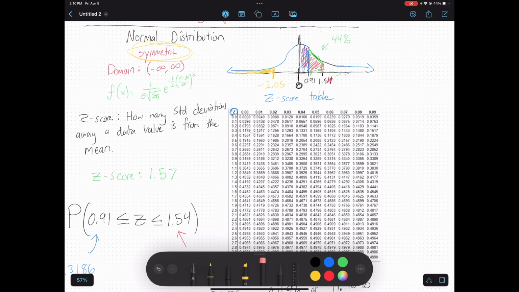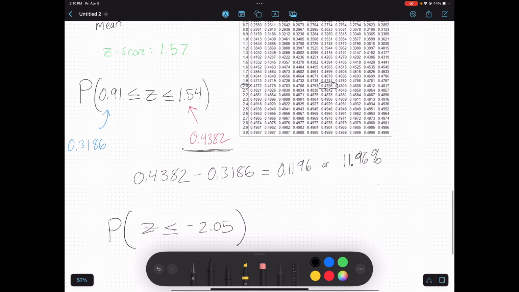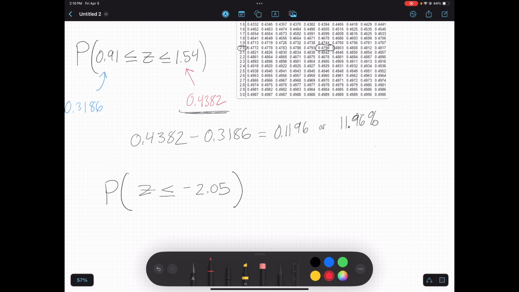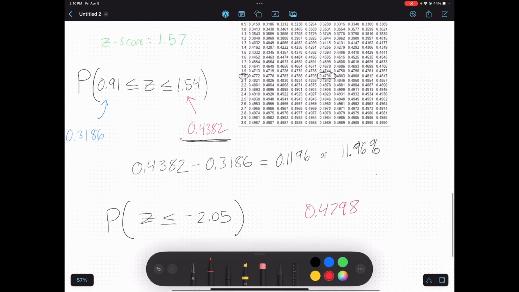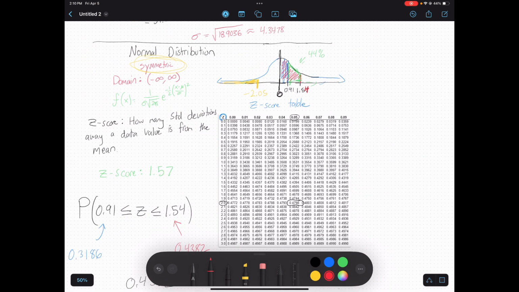So if I go ahead and find the z-score for just positive 2.05, let's see what we get. 2.0, and then I'm going to go to my hundredths place of 5, and I get this, 0.4798. What does that area represent? Is that my answer? Well, it turns out it's not, because remember, this z-score table is always in reference to the mean. So what I just found is the area between negative 2.05 and 0. That area is about 0.4798, or almost 48%. But I want to know what's the probability that it's less than negative 2.05.